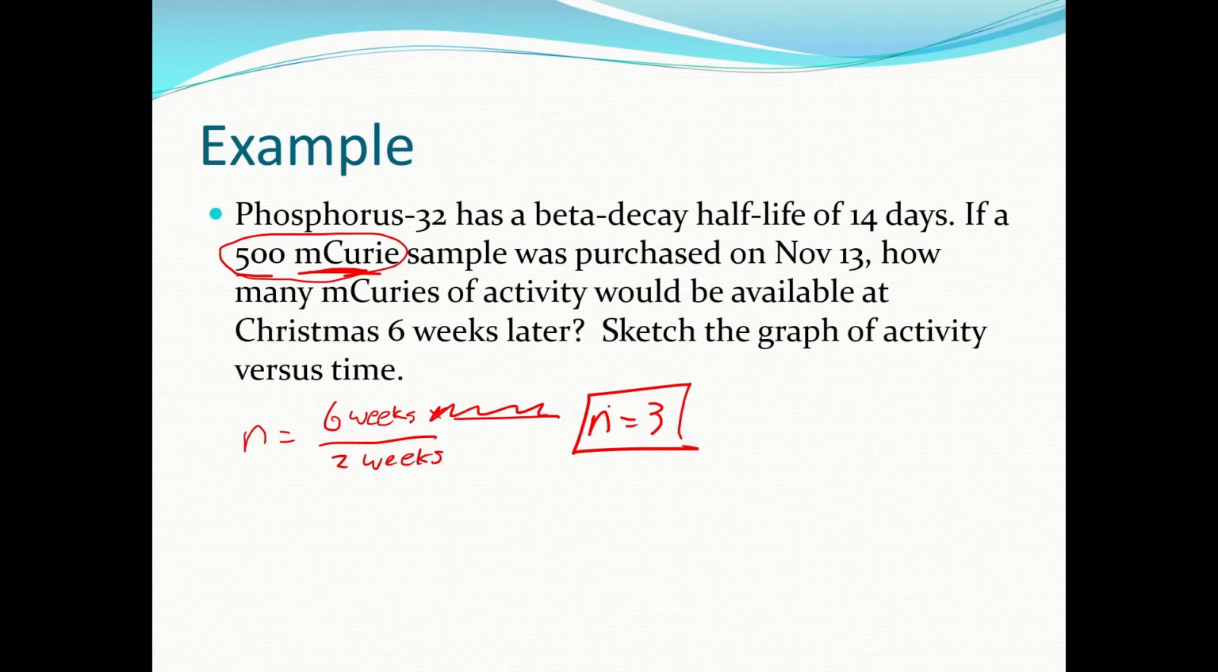For a question that's a nice even number like this, we don't actually need to use the formula, right? What we can do is this. So at 0 half-lives, we're at 500 millicuries. After the first half-life, there's going to be half that, so 250. After the second half-life, there's going to be half of that, which is 125. And the third half-life is going to be half of this, so it's going to be 62.5.